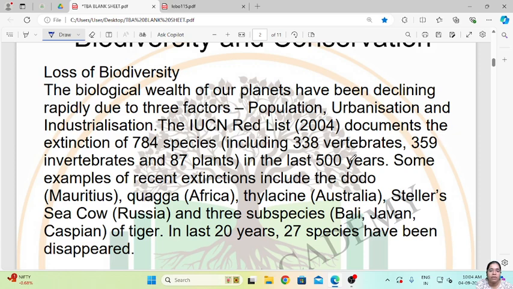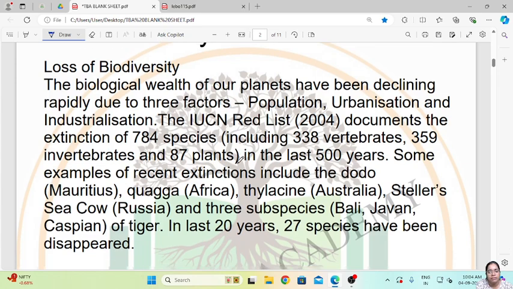In the last 500 years, some examples of recent extinction include the dodo, quagga, thylacine, Steller's sea cow, and three subspecies of tigers. In the last 20 years, 27 species have disappeared. So, due to overpopulation, urbanization, and industrialization, the loss of biodiversity is increasing.